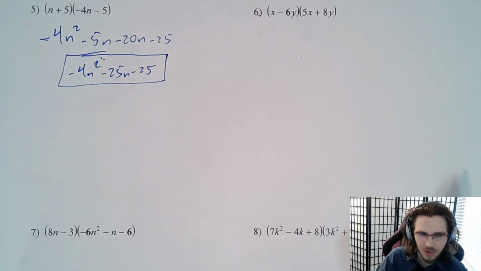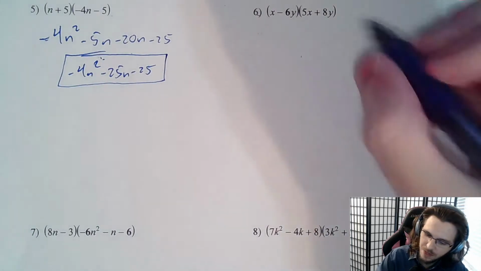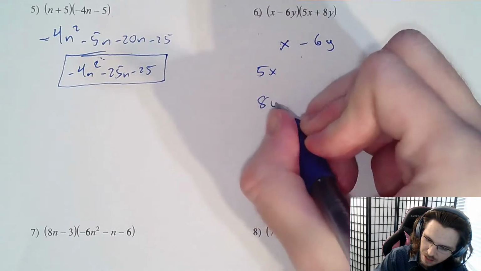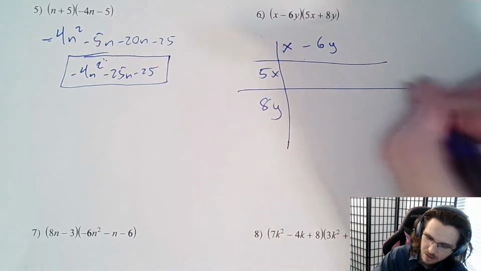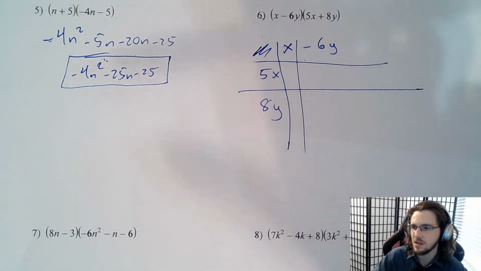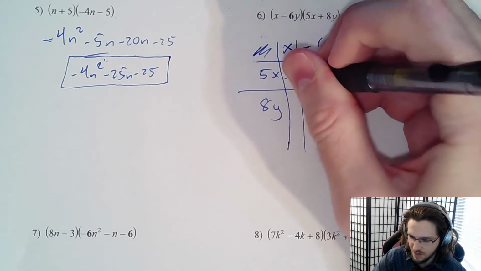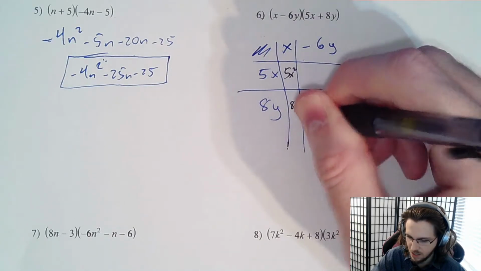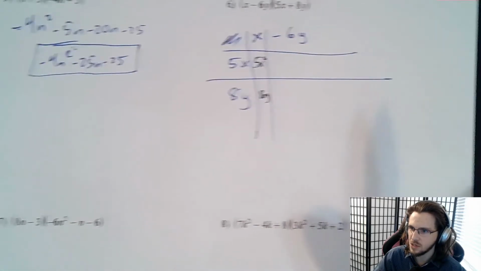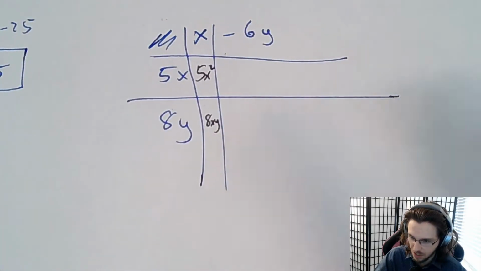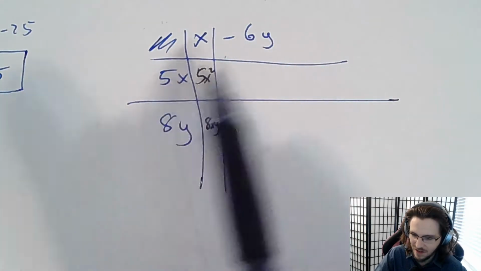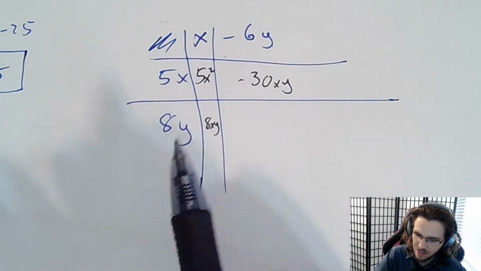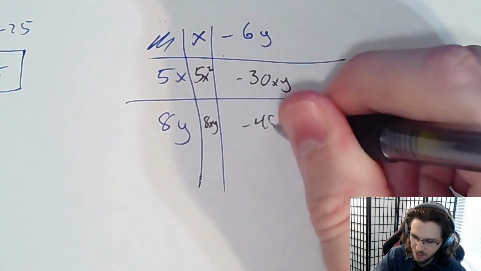Number 6, like I said, I'm going to switch over to the box method. Let's do it. So we got x minus 6y. We got 5x and 8y. Switching colors here. x times 5x is going to be 5x squared. 8y times x is 8xy. My box is kind of bad there, honestly. You can't really see. Maybe I should zoom in just on this problem so you can see my terrible handwriting a little bit better. And then 5x times -6y will be -30xy. And then 8y times -6y is -48y squared.